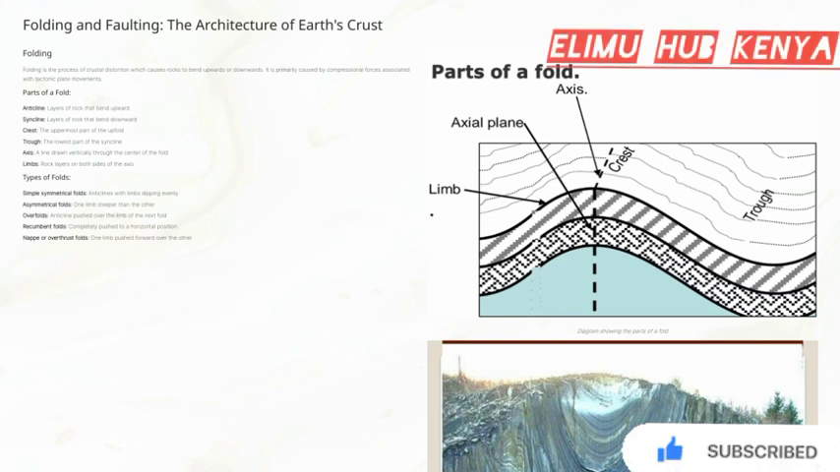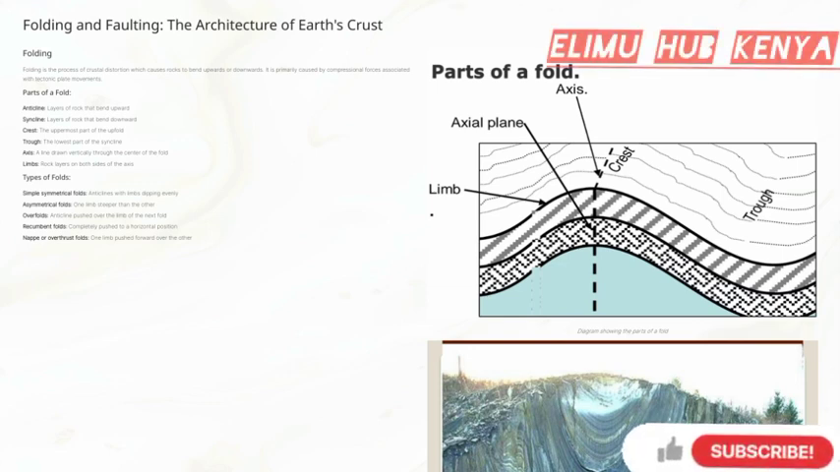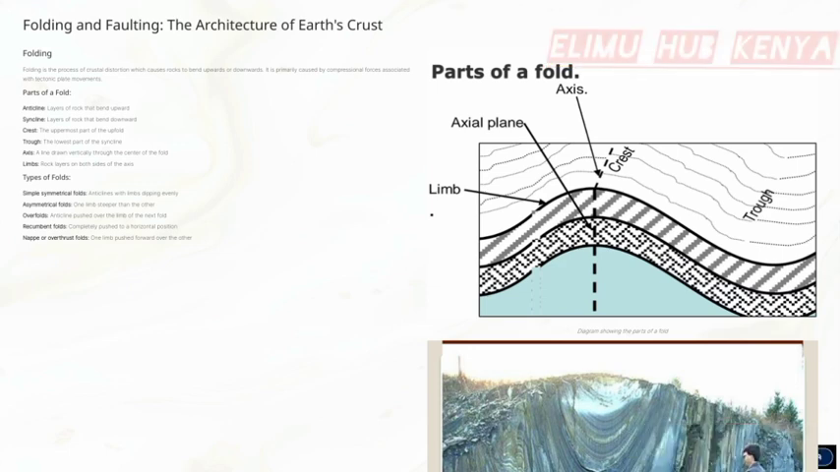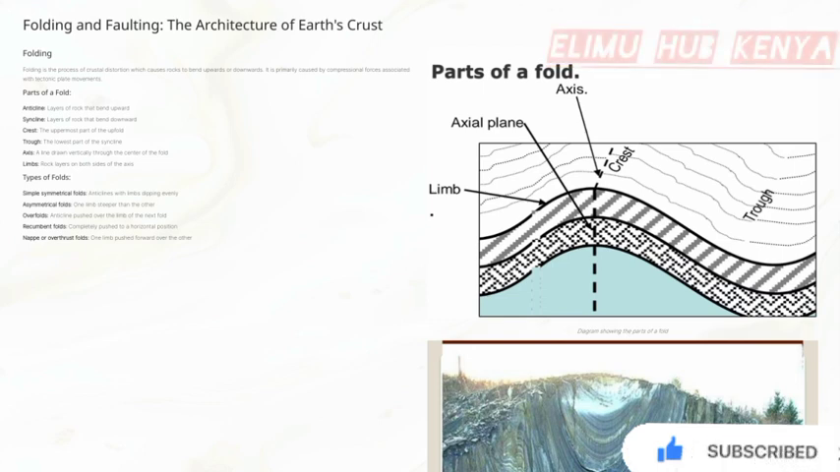Let's look at some key parts of a fold. An anticline is a layer of rock that bends upward, forming an arch-like structure. Conversely, a syncline bends downward, creating a trough. The highest point of an anticline is called the crest, while the lowest point of a syncline is known as the trough. The axis is an imaginary line drawn vertically through the center of the fold, helping us understand the symmetry. The limbs are the rock layers on either side of this axis.